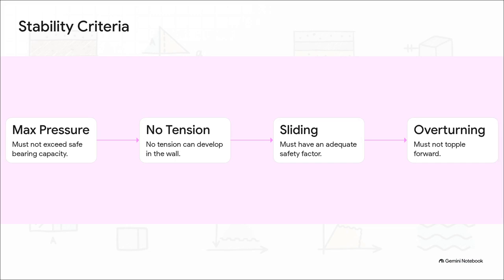1. The maximum downward pressure on the base absolutely cannot exceed the safe bearing capacity of the foundation soil beneath it. 2. Zero tension can develop anywhere on the wall, mainly because materials like concrete or masonry are frankly terrible at handling tension. 3. It needs an adequate factor of safety against sliding outwards. And 4. It must have an adequate factor of safety against overturning, basically making sure it won't topple forward like a felled tree. The total resistance just has to safely overpower that active thrust.